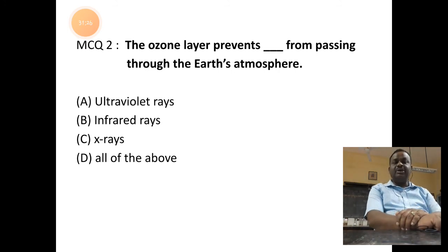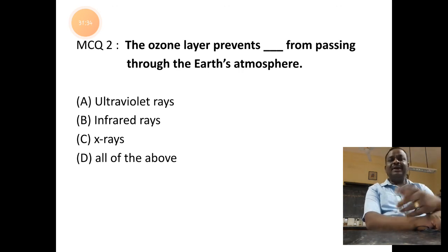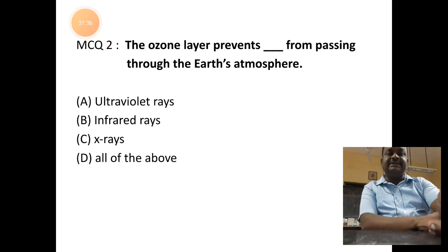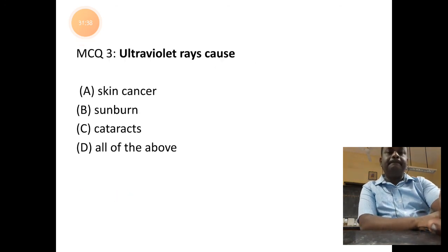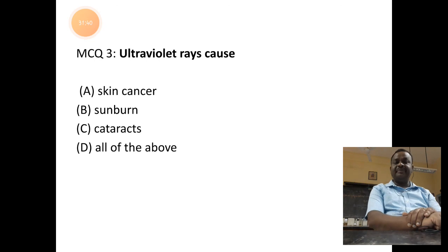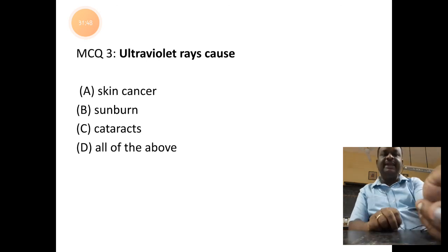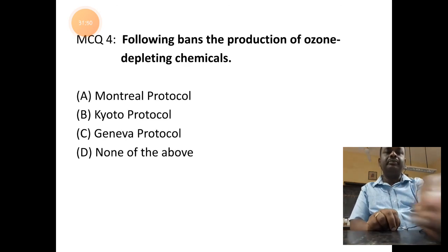Question 2. The ozone layer prevents dash from passing through the Earth's atmosphere. What is prevented by the ozone layer? It is UV radiation. Answer is A. Question 3. Ultraviolet rays cause skin cancer, sunburns, cataracts, all the above. Answer is D, all the above.